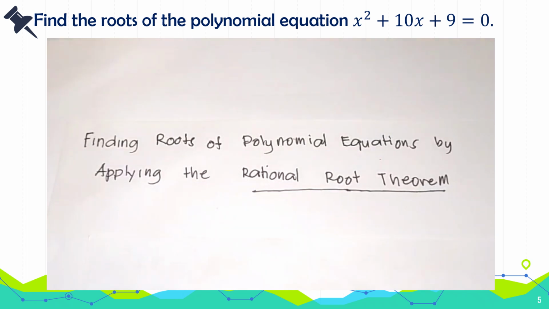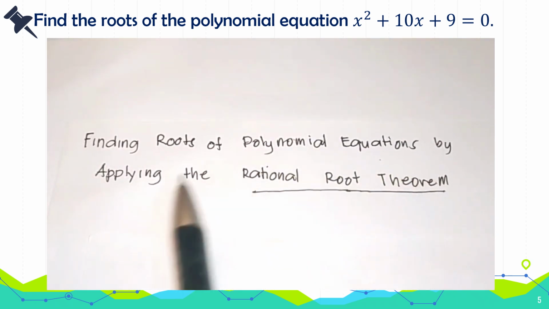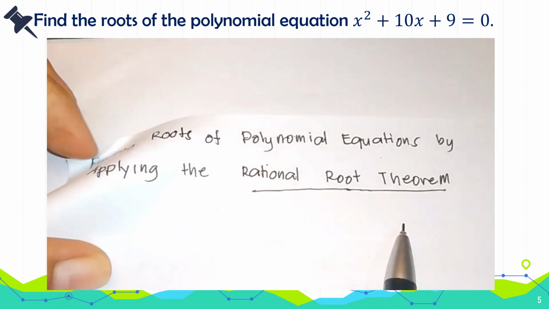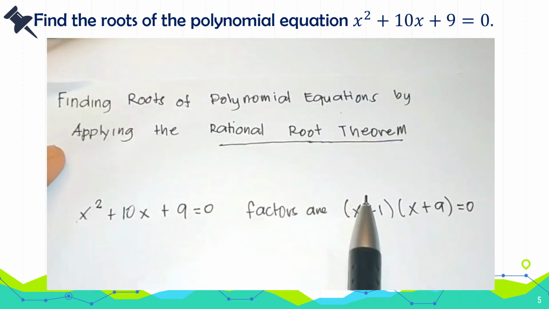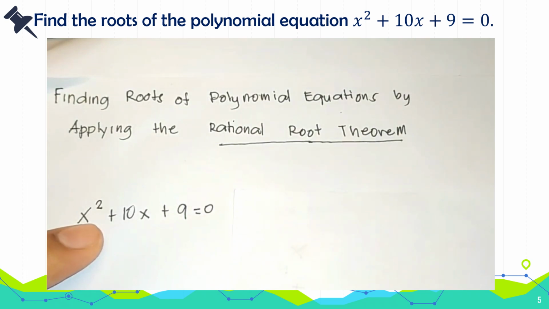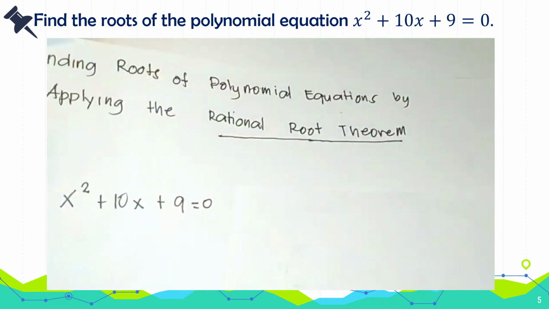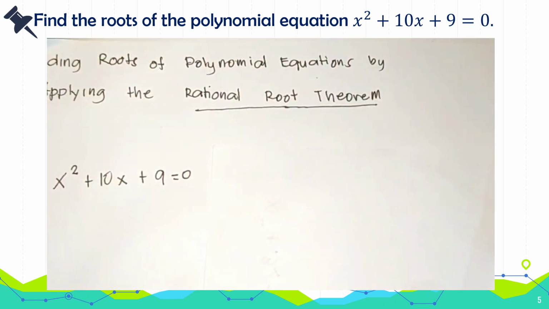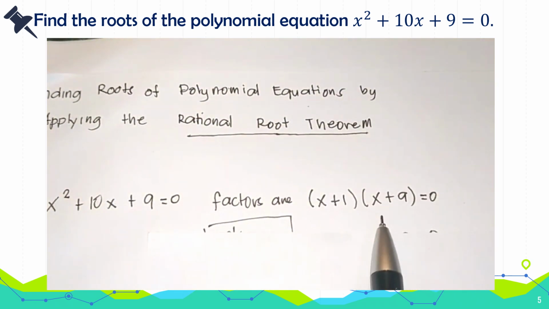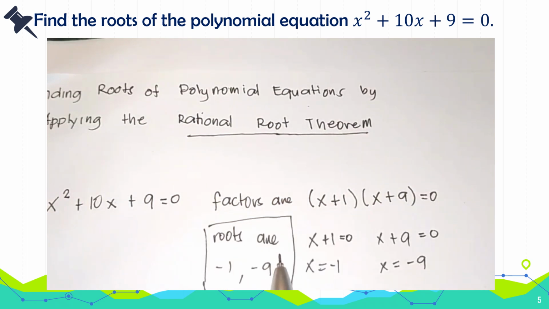The lesson is about finding roots of polynomial equations by applying the rational root theorem. But first, let's have an easy example. Let's take this trinomial x squared plus 10x plus 9 equals 0. Finding the factors, this will lead us to the quantity x plus 1 and the quantity x plus 9. So the roots will be negative 1 and negative 9.